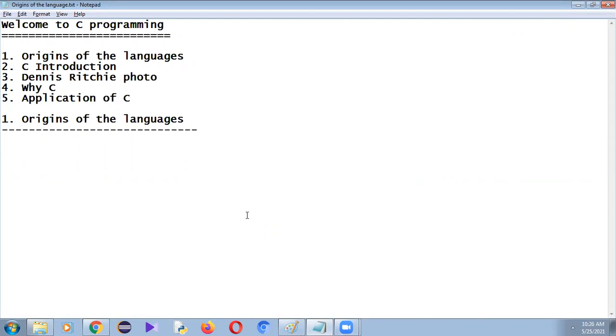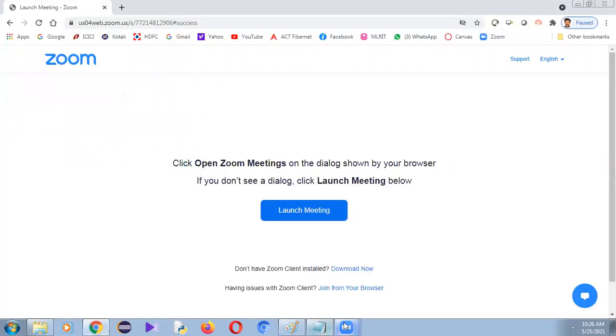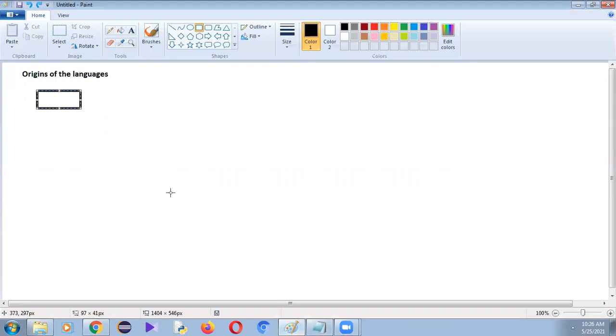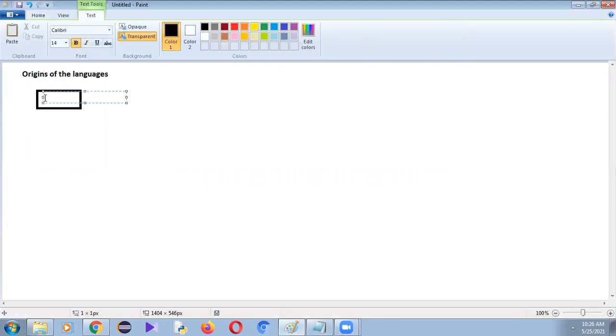So here we are going to discuss what type of programming languages we are using right now and what type of programming languages we used earlier. So let's start with origins of the languages. In early days we used Algol 60. It was invented by International Group of Computer Scientists in the year 1960s.